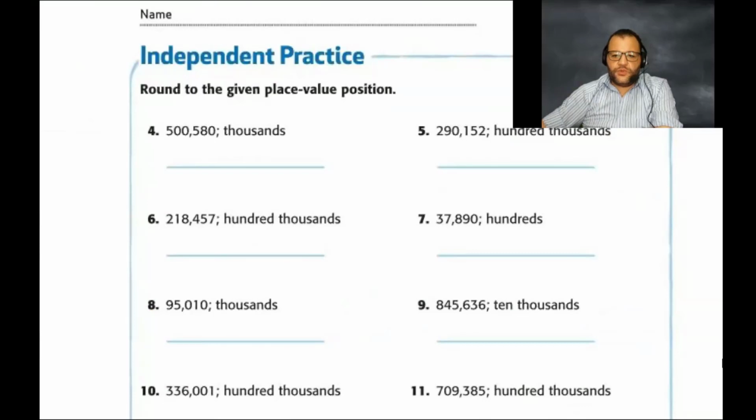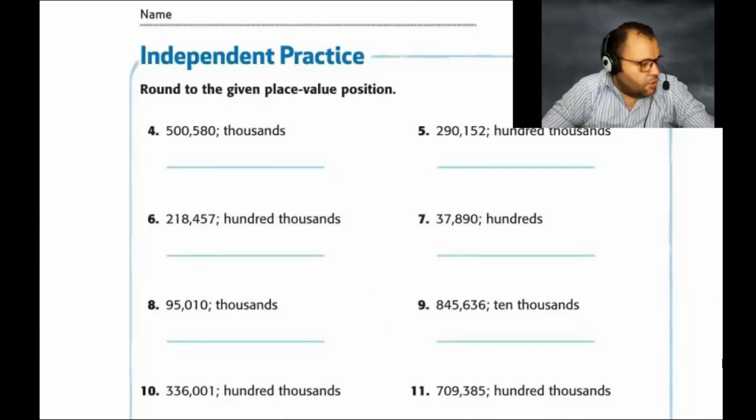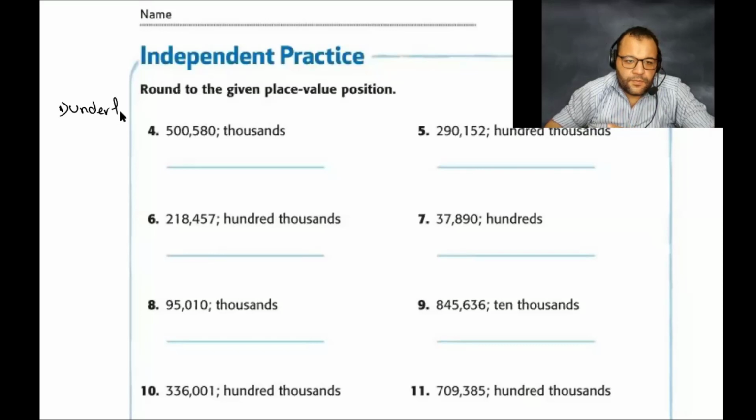Elias, can you solve number 4 with me? We need to round this number to the nearest 1,000. So what is the first step? You underline the digit. Which one? The 1,000. So the first step, underline the digit which is in the 1,000s place.